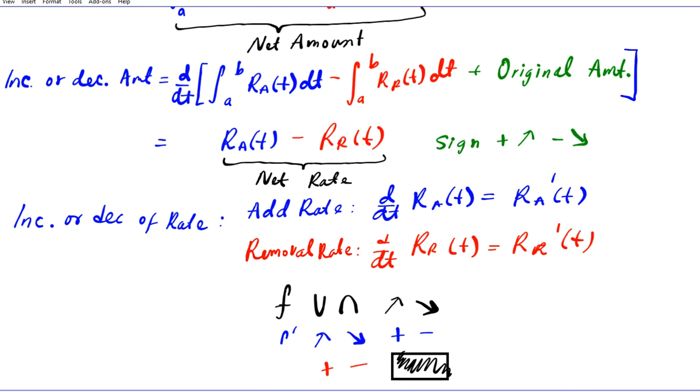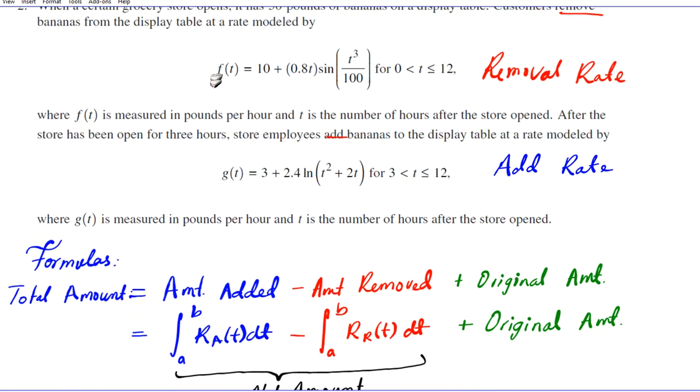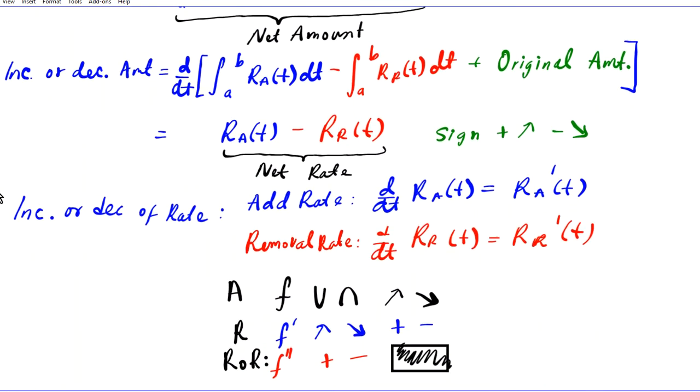Now, in this particular problem, we are just going to connect it to the whole concept of amount and rate. Okay, so we have A, amount, we have the rates, and the rate of the rates. All right. Now, in this particular problem, if you look at the question, the amount, the rate functions are provided, and they're provided as just functions. So we have to make a slight modification to the fun chart.